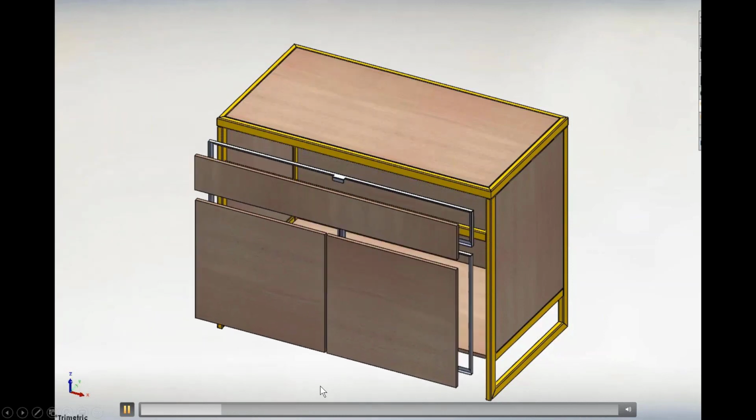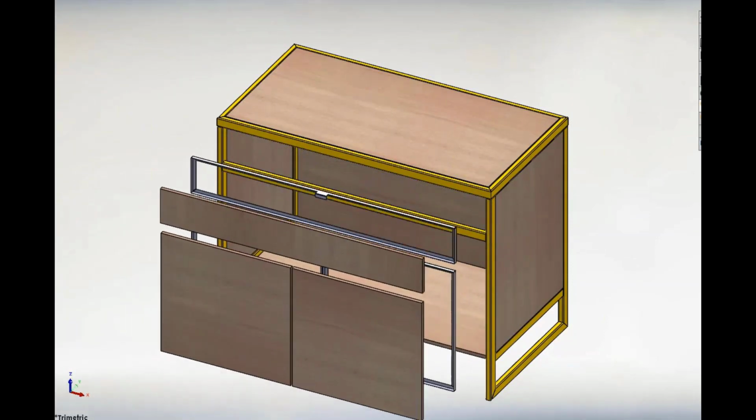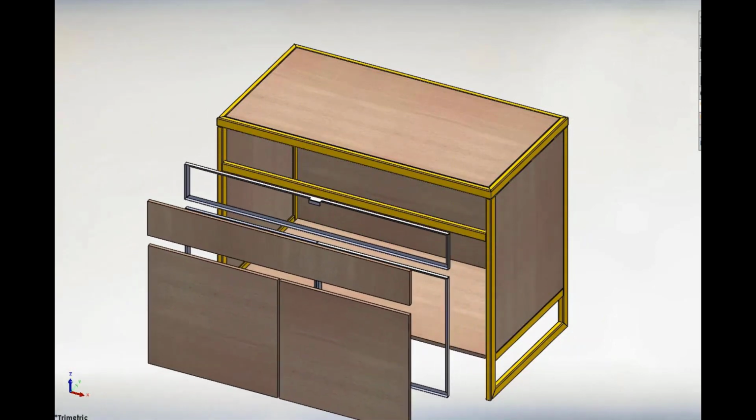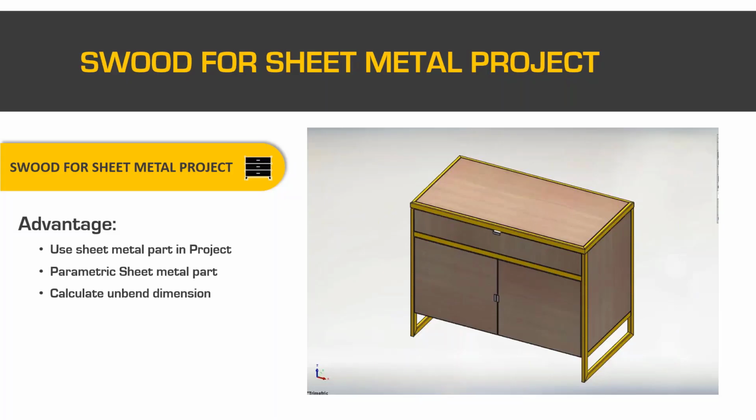Here, this is my furniture. You can see my furniture not only uses wood material, we use some sheet metal parts too. This sheet metal part we can directly use inside of our project. So using a sheet metal part in the project, we can make the sheet metal part parametric. It means when I change the global dimension of my furniture, everything will be changed. And of course, we can calculate the unbound dimension for the sheet metal part.